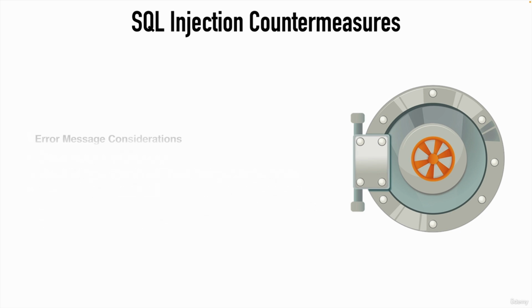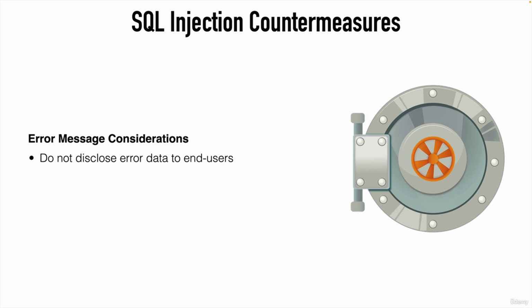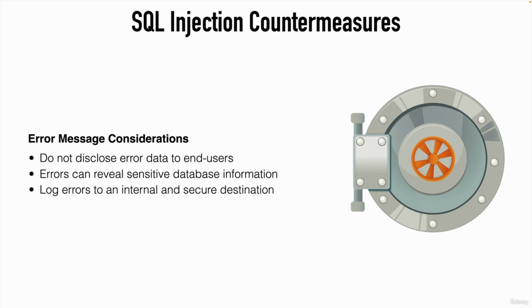Also, as we've looked at previously, we want to make sure that database error information is not being disclosed to the end user of a web application. Error messages can reveal sensitive information about the database itself, so when we have a production application, we want to make sure these error messages are not being presented to users. Error message logging is still important from a security and troubleshooting perspective, but we want to make sure that these are being logged internally to a secure location rather than being presented publicly.